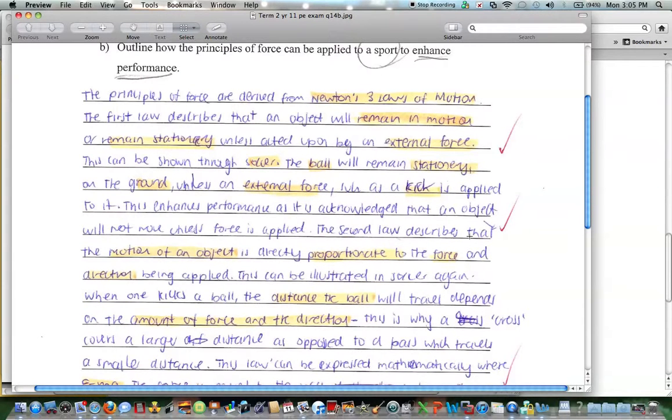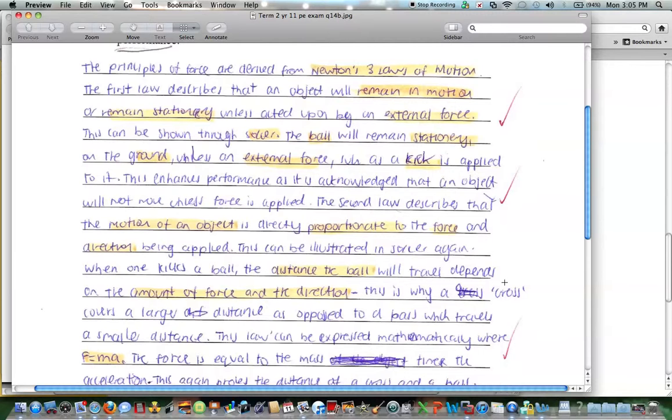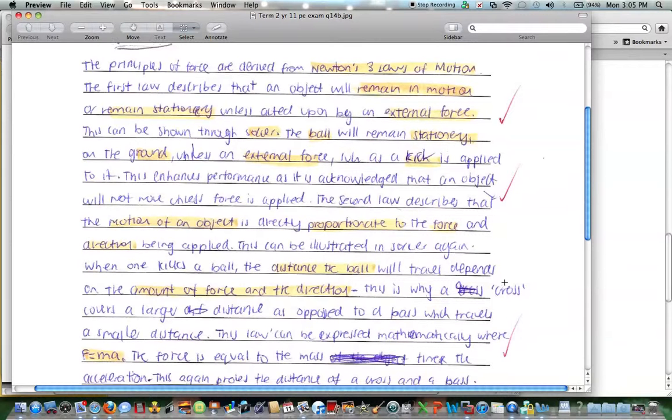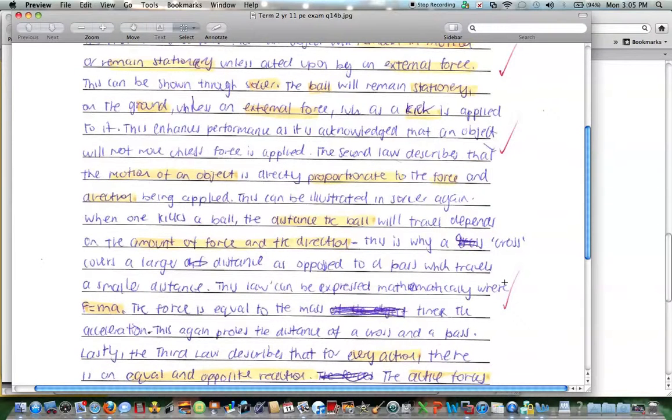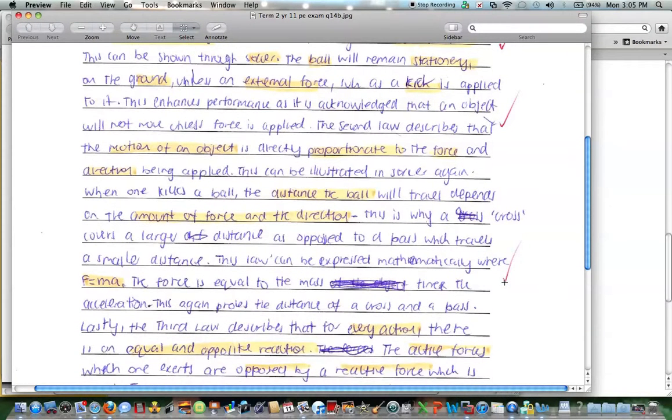The second law describes that the motion of an object is directly proportionate to the force and direction being applied. This can be illustrated in soccer again. When one kicks a ball, the distance the ball will travel depends on the amount of force and the direction. This is why a cross covers a larger distance as opposed to a pass, which travels a smaller distance. This law can be expressed mathematically where force is equal to mass times acceleration. This again improves the distance of a cross and a pass.